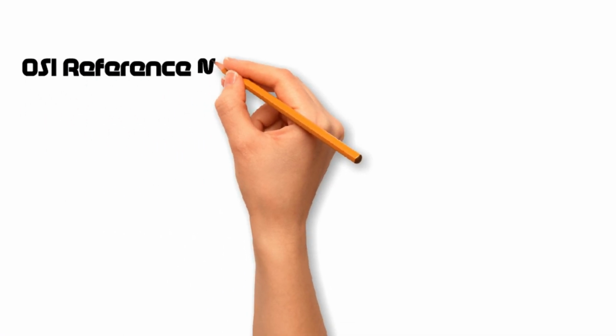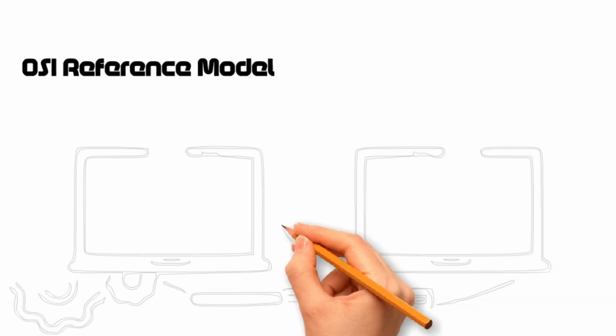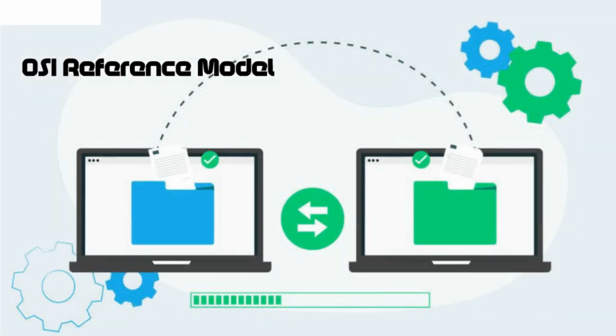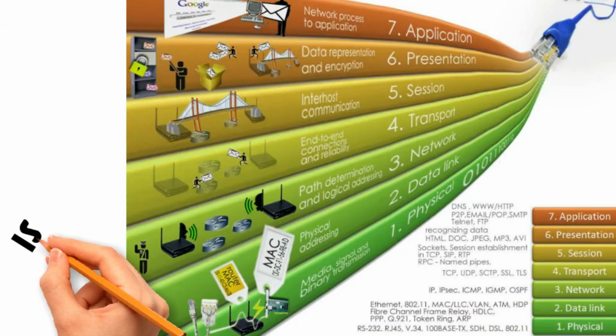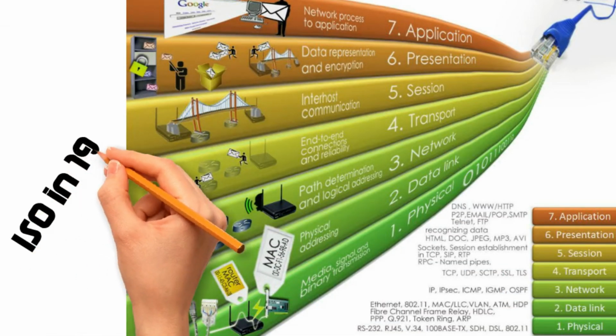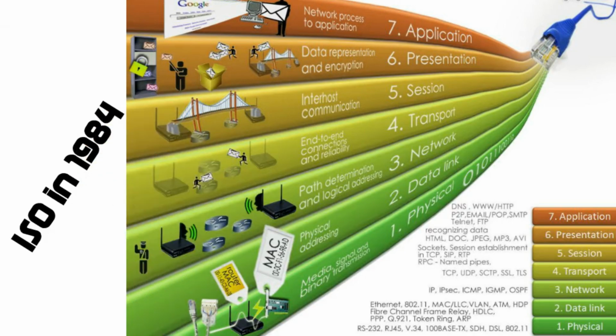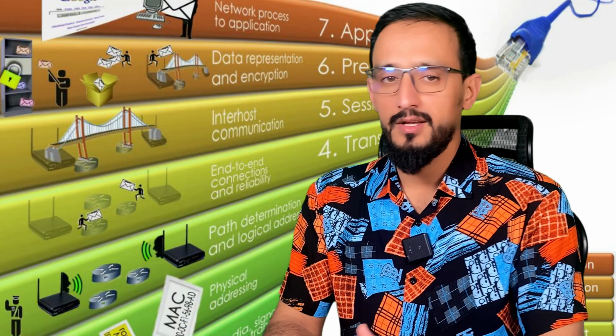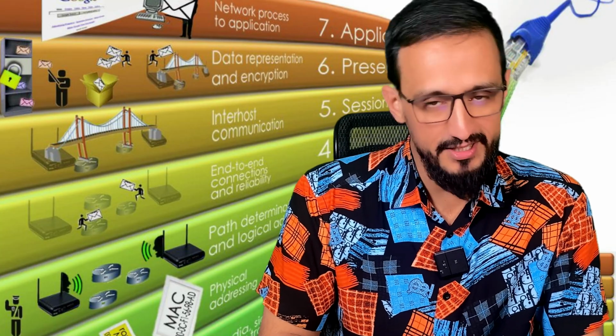OSI Reference Model. It's a framework used to understand how different networking protocols communicate. Also, it can help us to understand network standardization, architecture, and troubleshoot issues smoothly and professionally. It divides the communication process into 7 layers, and each layer has a specific task. The OSI model was developed by the ISO in 1984. Now let's discuss each layer in detail.